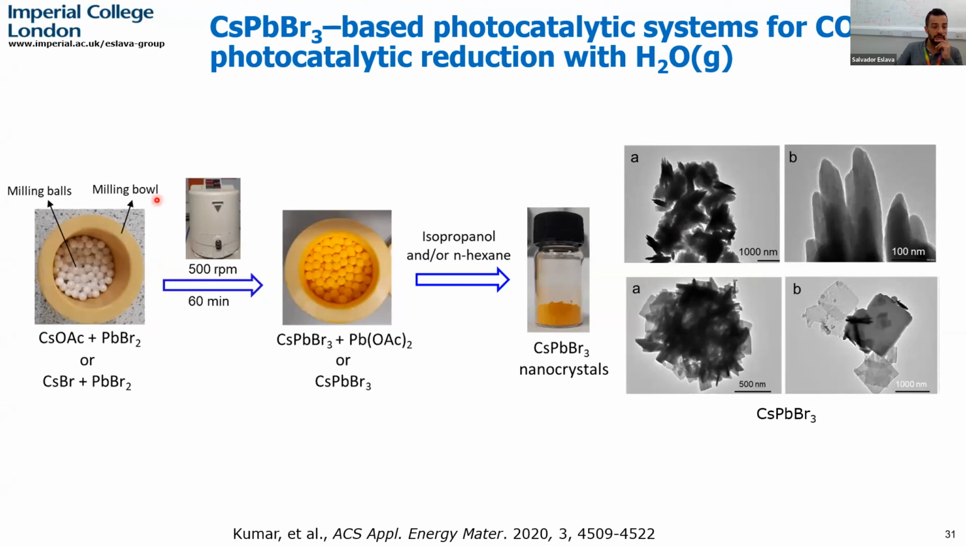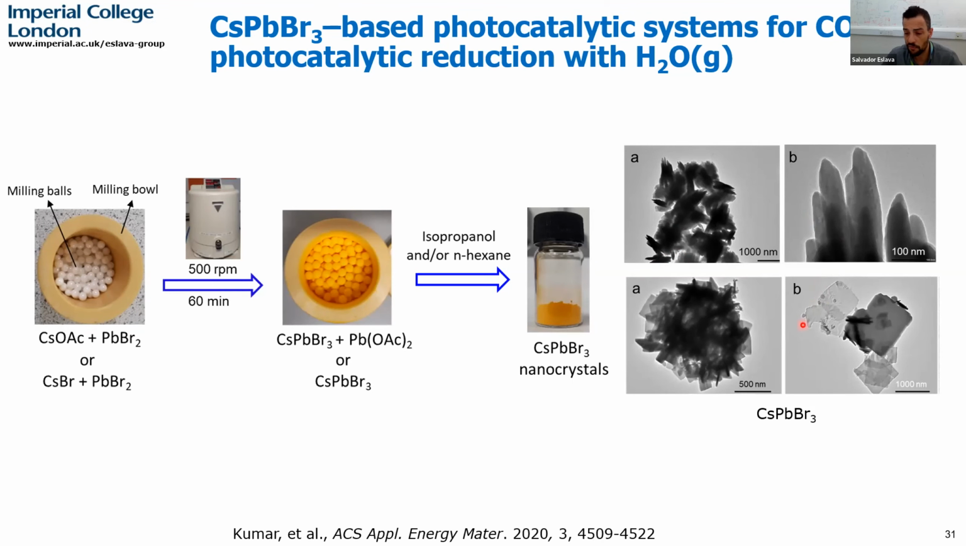So we developed the use of ball milling for halide perovskites. We use milling balls and milling jars where we put different cesium and lead precursors. We shake these at 500 revolutions per minute for different times. And this way we were able to form cesium lead bromide on the surface of the balls. We could scratch it or disperse it with isopropanol, and this way we could achieve powders of nanocrystals of cesium lead bromide.